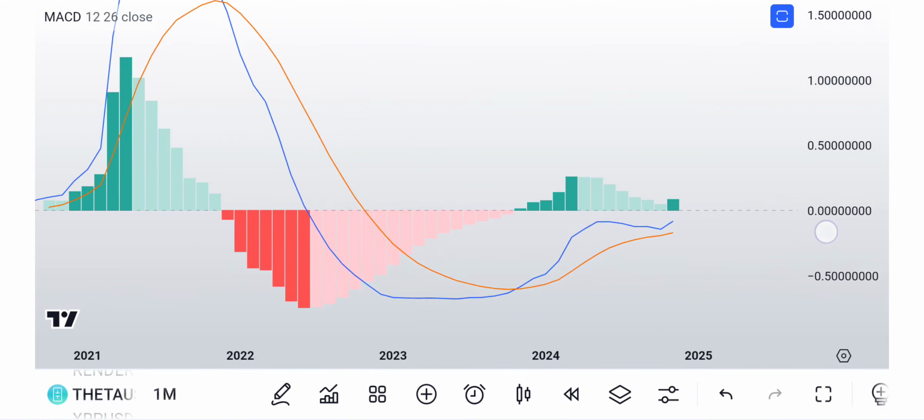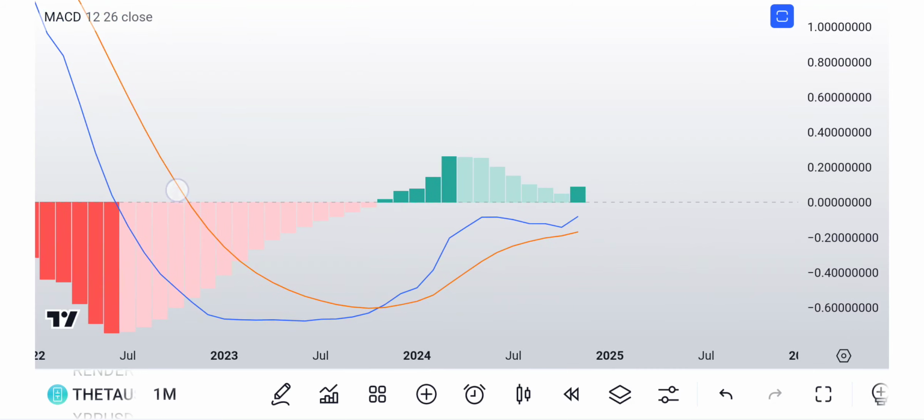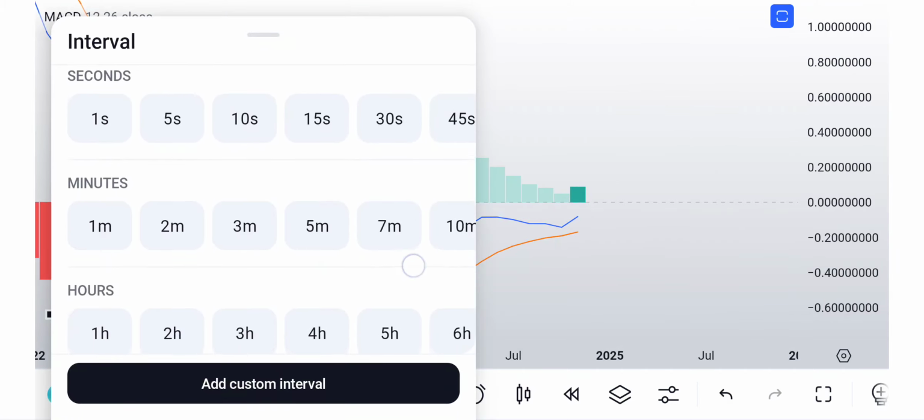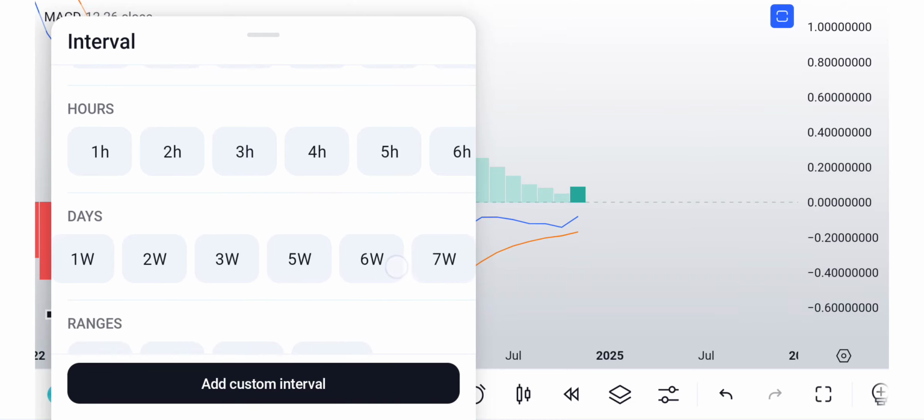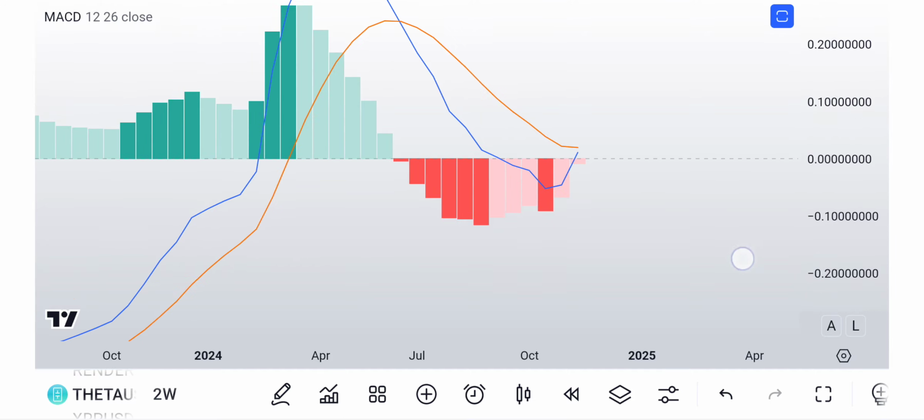Oh, Theta still has a lot. Okay, it's the monthly chart. It still has a lot to go, but that's a good thing because that means there are more percentages left to bank, you know what I mean? So I expect this to get a lot bigger. Let's look at the weekly. Let's go to the 2-week here. Oh yeah, the 2-week looks great.